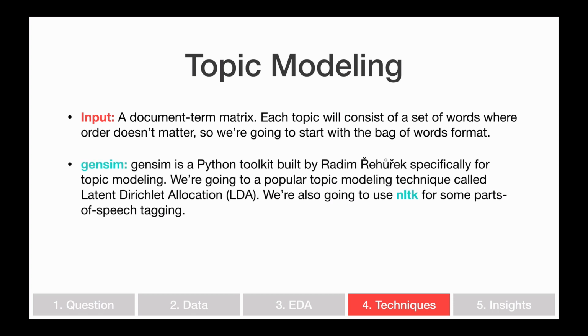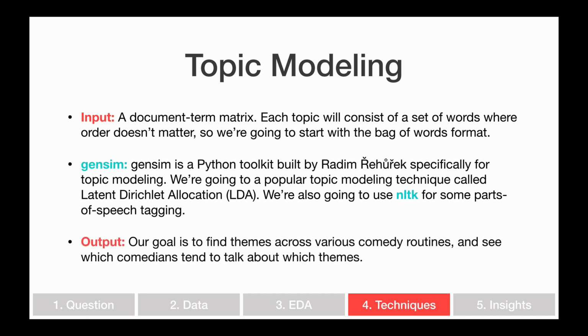The way we're going to apply topic modeling is by using a Python library called Gensim. Gensim was created to do topic modeling along with some other NLP techniques. And one of the topic modeling techniques that's really popular is called Latent Dirichlet Allocation, and that's what we're going to be talking about in this next section.